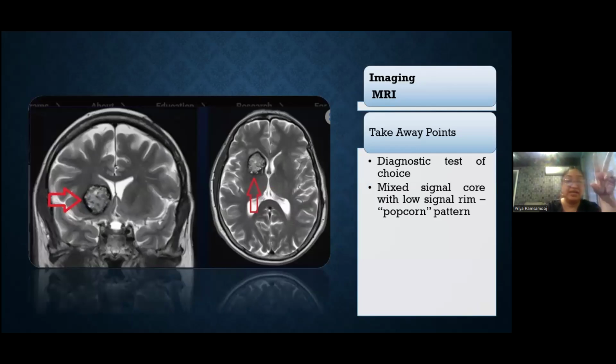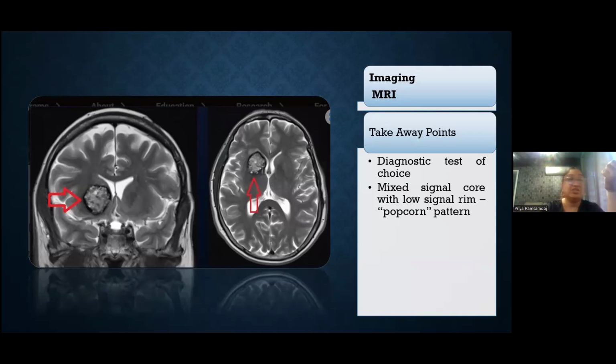MRI. So in this subset for CMs, you want to get an MRI because this is your diagnostic test of choice. And like I was explaining, that popcorn pattern, that's exactly what you see. You see a mixed signal core. So you see some areas of gray, a little bit of black, and some white. That is the popcorn pattern as it's supposedly described, right? And once you see that, it's almost pathognomonic of a cavernous malformation, right? Especially if the patient has multiple lesions or has a positive family history, then it's basically almost pathognomonic.